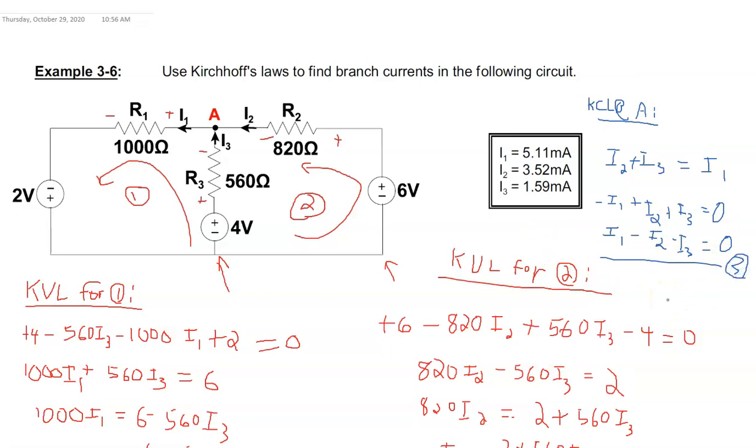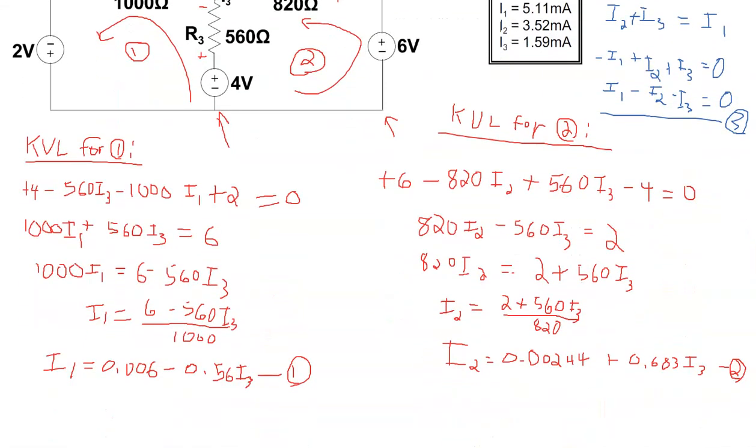Now remember that for substitution here, in order for us to come up with a value for I3, the easiest way to do this is to substitute equation 1 and equation 2 into equation 3. So now I've got to move down to do that. Okay, so we want to sub 1 and 2 into 3.